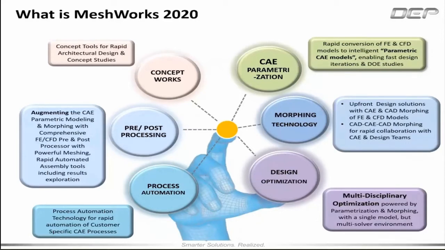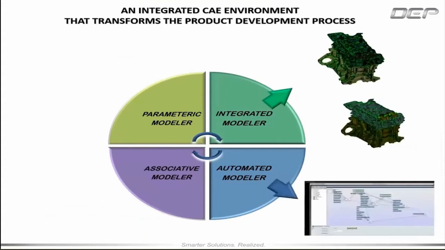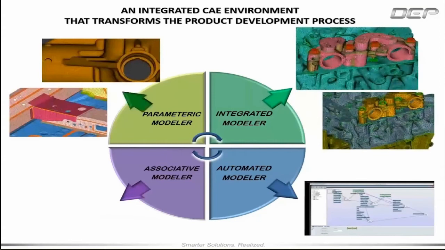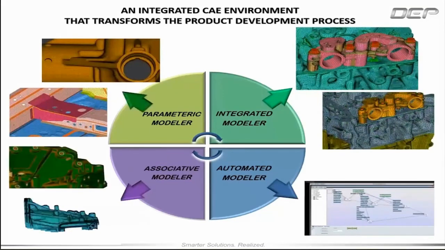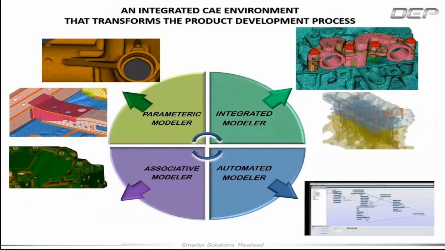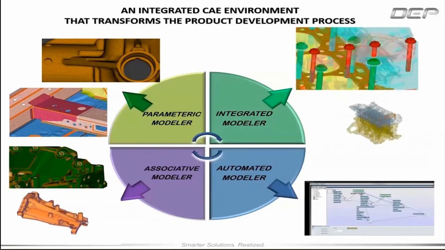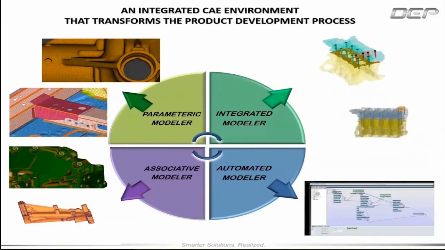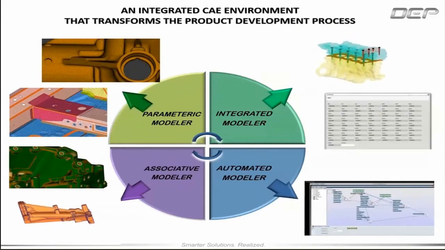Going into the next slide, we will bring up the four critical differentiating pillars of MeshWorks. That is the integrated modeler, automated modeler, associative, and parametric modeler. These are the four important critical differentiating features for MeshWorks 2020 as well, and these advancements are continuing.